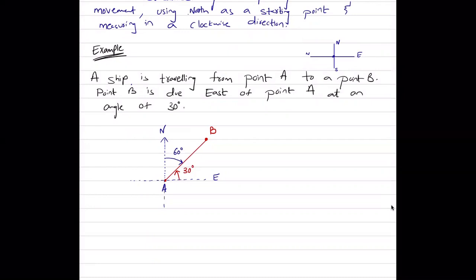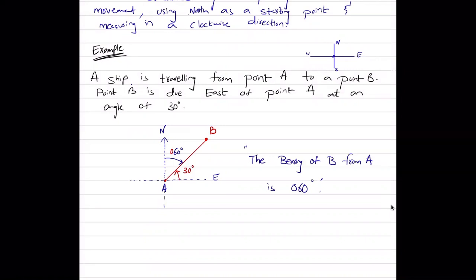Sixty degrees. Good. So the angle that we measure from the north is basically the bearing. And usually, bearing is always stated in three digits. I can also rephrase this situation by saying that the bearing of B from A is 060 degrees.